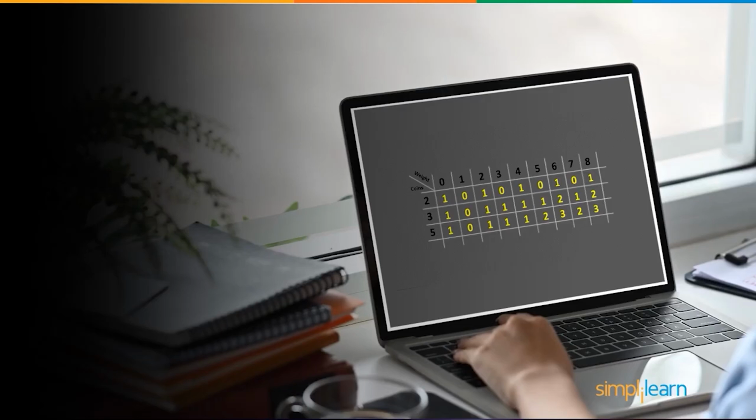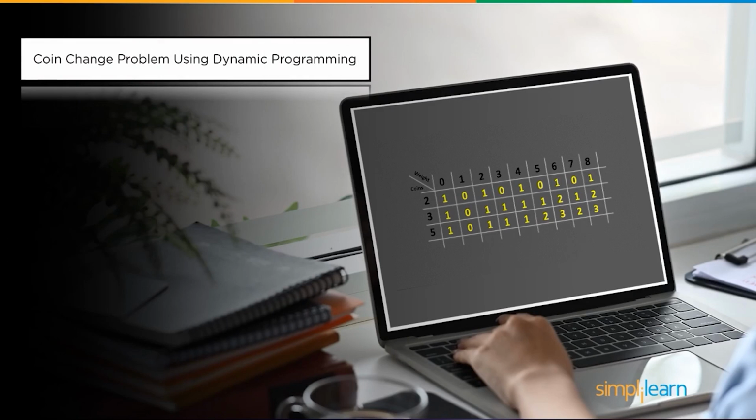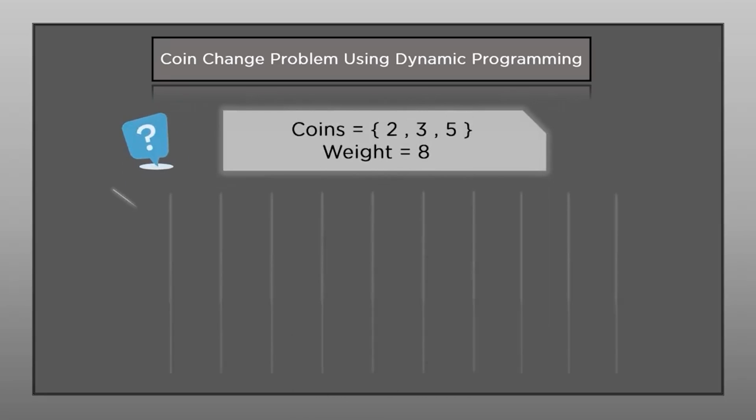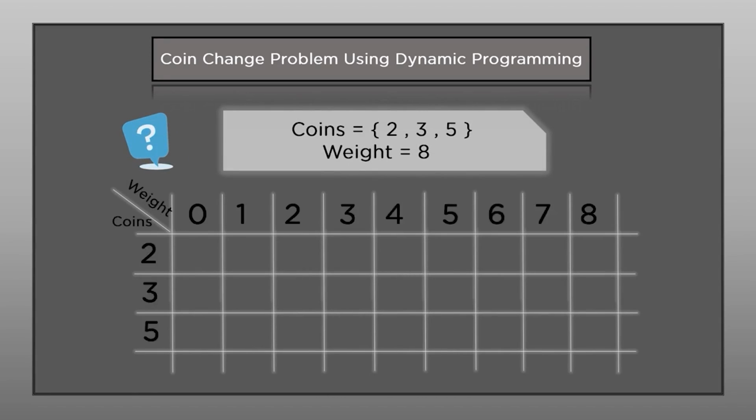Now we will see how dynamic programming can be used to solve the coin change problem. Let us suppose we have different coin denominations as 2, 3 and 5, and we have to make the total sum weight as 8 with the same condition that we can use an infinite number of coin supplies.